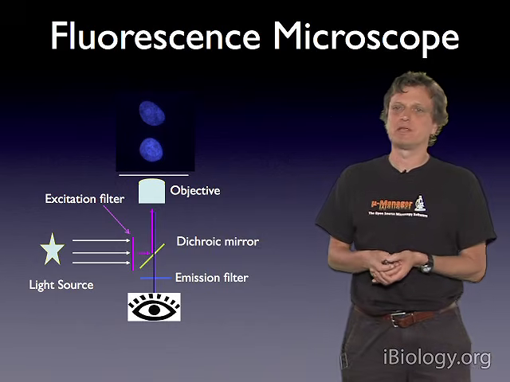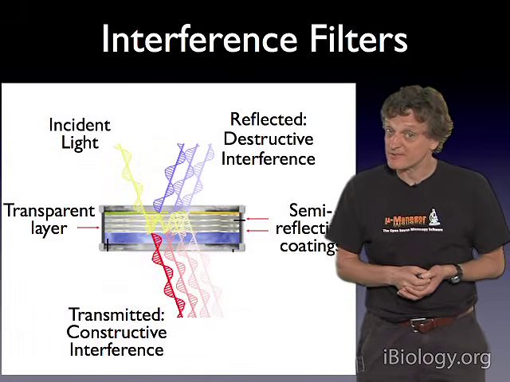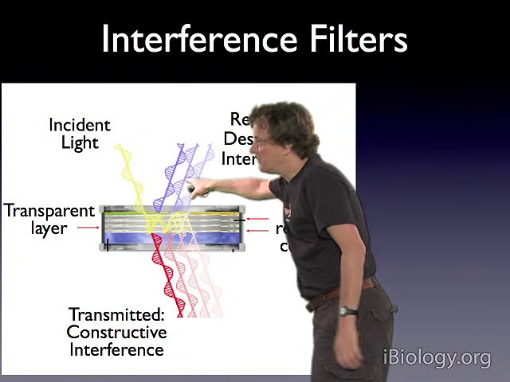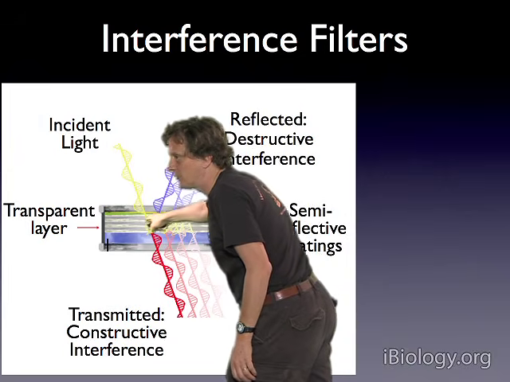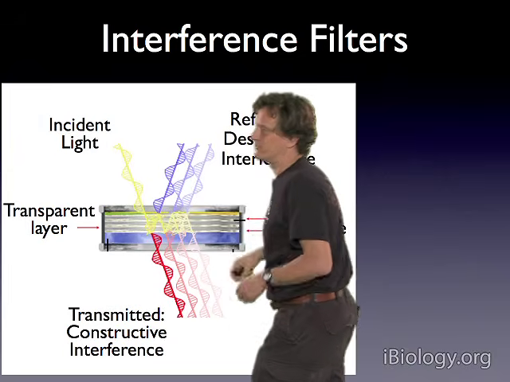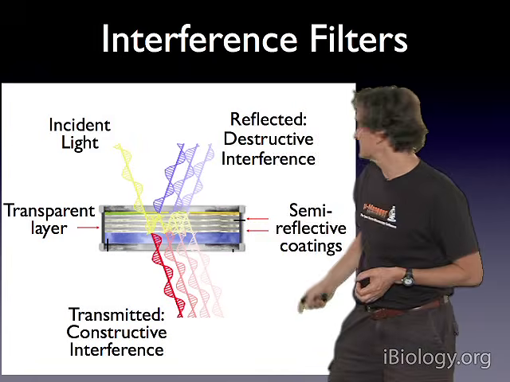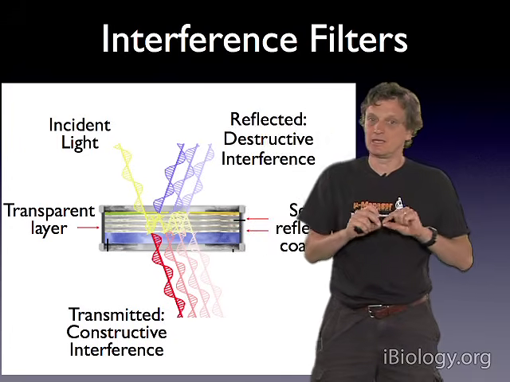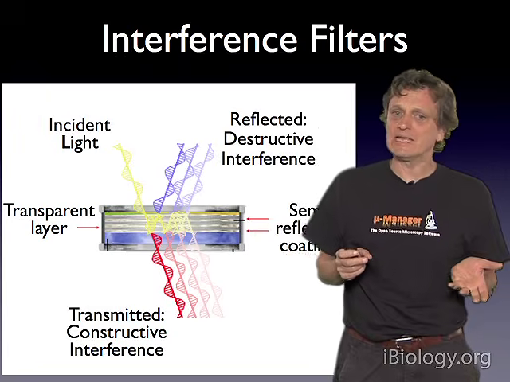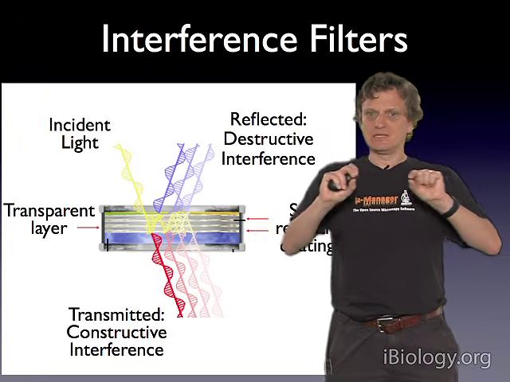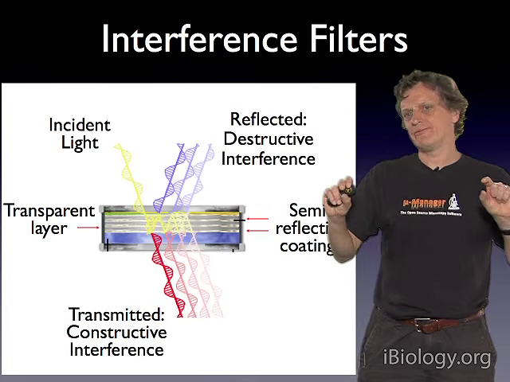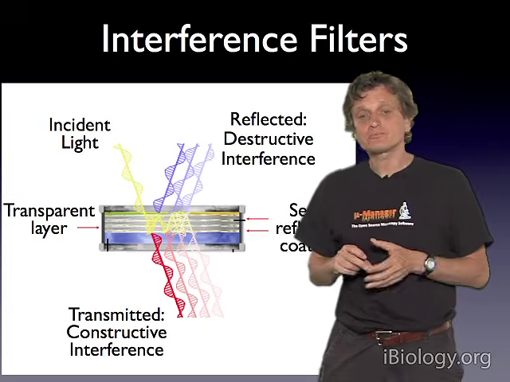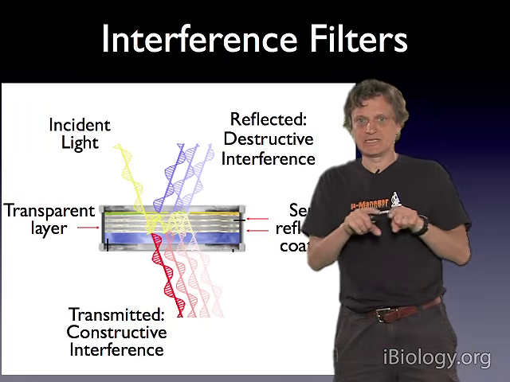And the type of filters that we mainly use these days are interference filters. So what are those? Interference filters are basically thin alternating layers that have different refractive index, so that we get interfaces there that can reflect the light. So you can almost think about them as thin, transparent layers that are about the wavelength of the light, or half the wavelength of the light, with semi-reflective coatings in between.